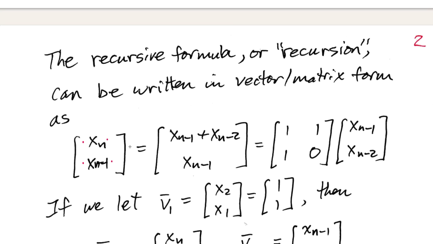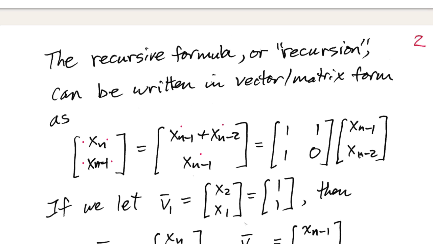1. Now wait a minute. X sub n is actually x sub n minus 1 plus x sub n minus 2. So I've got x sub n in terms of n minus 1, n minus 2. How about x sub n minus 1? X sub n minus 1 is just x sub n minus 1. I think we can agree with that. All right, so that looks good.